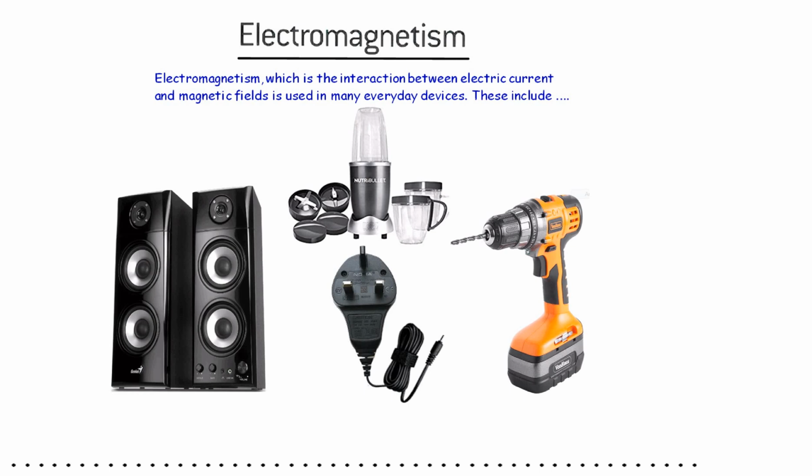You should know that if you bring two permanent magnets together, like poles, north and north or south and south, they repel each other. Whereas if you bring opposite poles, north and south or south and north together, they attract. Now, electromagnetism uses the interaction between electric current and magnetic fields to produce movement.